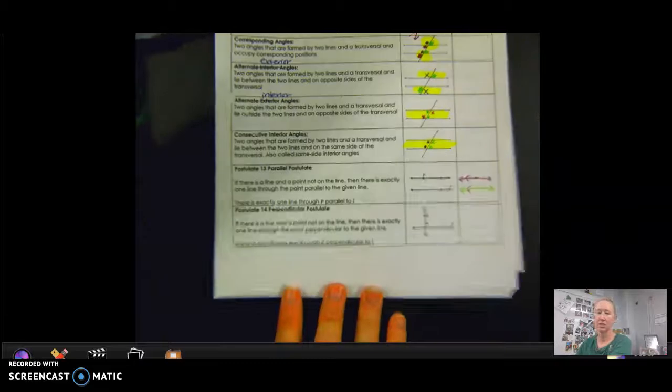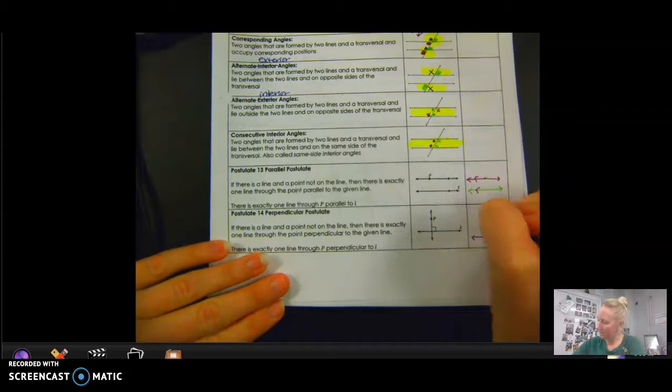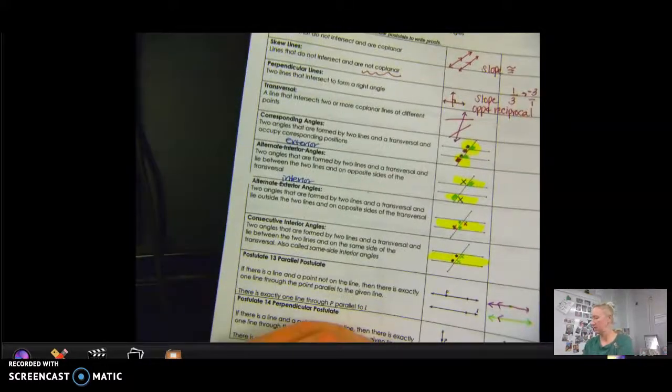Perpendicular postulate is similar to that, but it's saying, okay, I have a line and a point not on the line. There's only one line that I could have that would go through that point and is perpendicular, or 90-degree angle, to that line. A lot of definitions here.